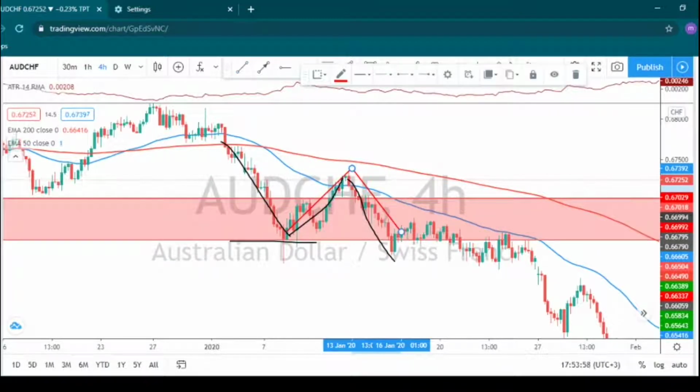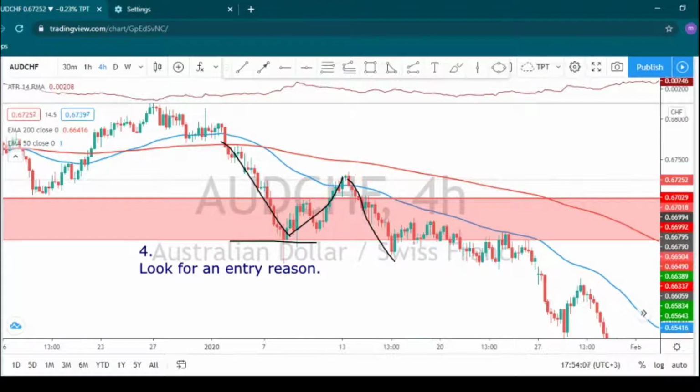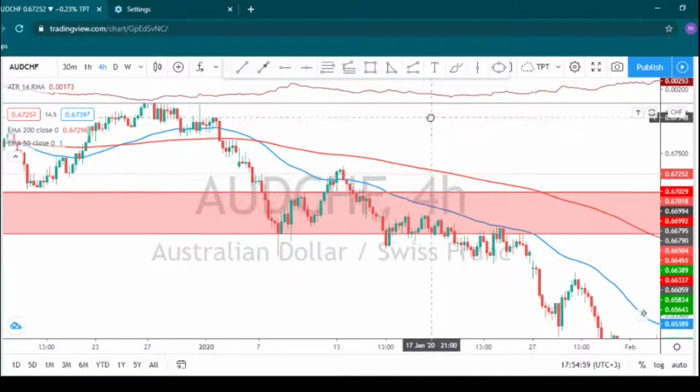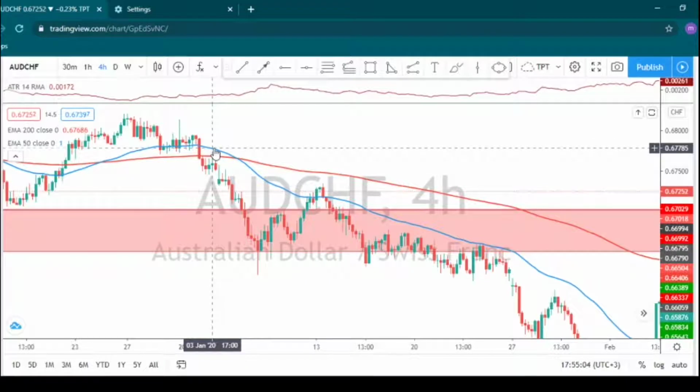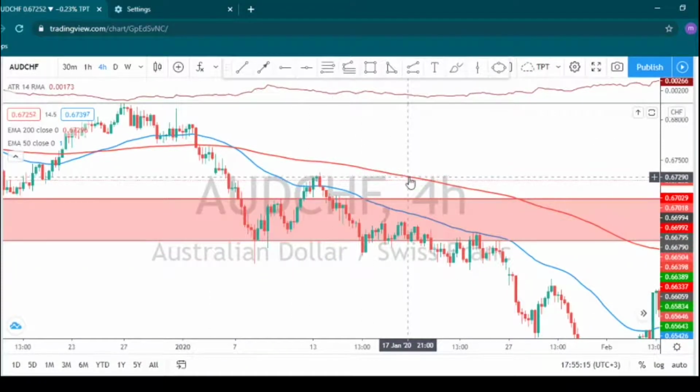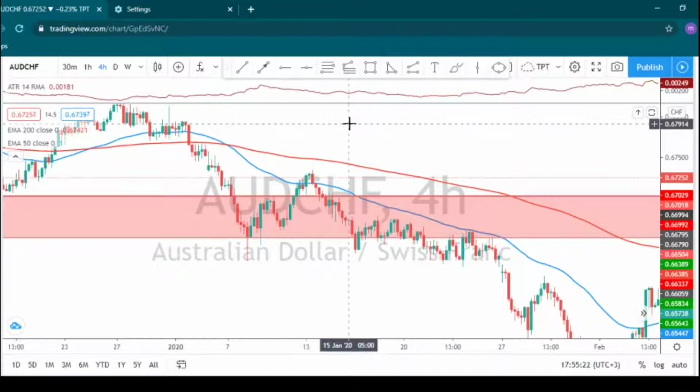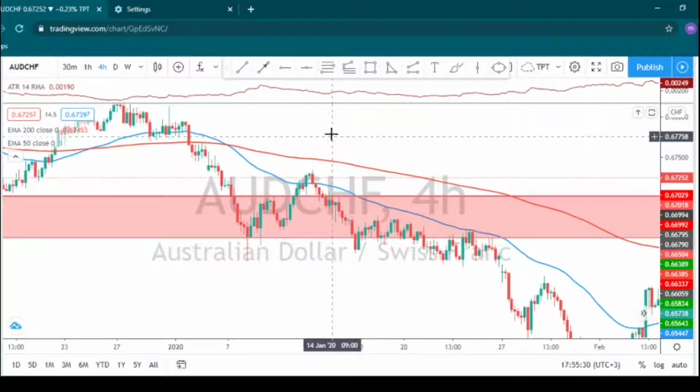Rule number four, which is the last rule, look for a simple price action pattern or any entry reason for you to go into the trade. For me, I normally use simple price action patterns as my entry reasons. With that being said, now we have our 50 EMA below the 200 EMA. When this happens, look for the selling opportunities because the fast moving average is below the slow moving average. That's our rule number one.